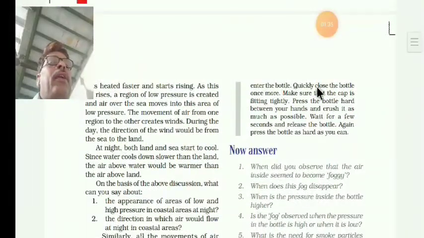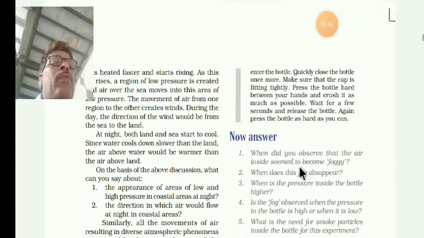Enter the smoke and quickly close the bottle. Make sure that the cap is fitting tightly and press the bottle hard between your hands, and crush it as much as possible. Wait for a few seconds. So the time taken when we press and crush the bottle, the fog is seen when the pressure inside the bottle is low.